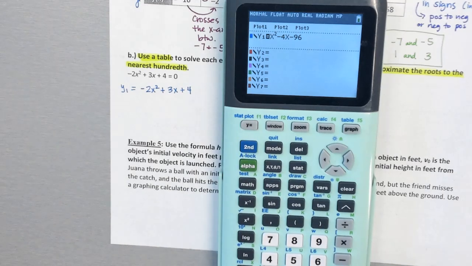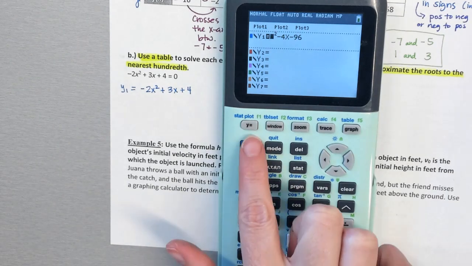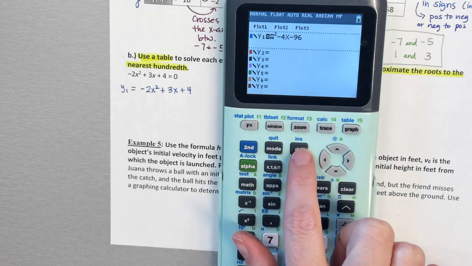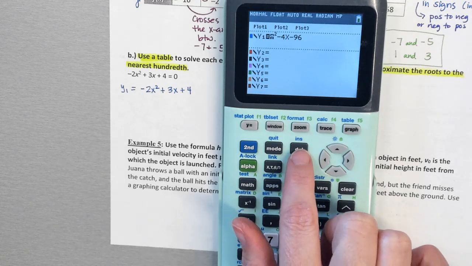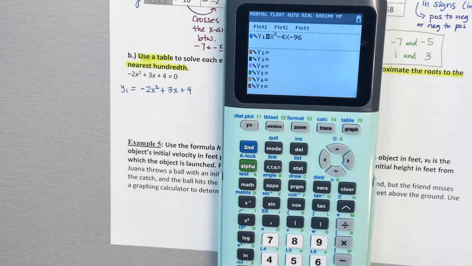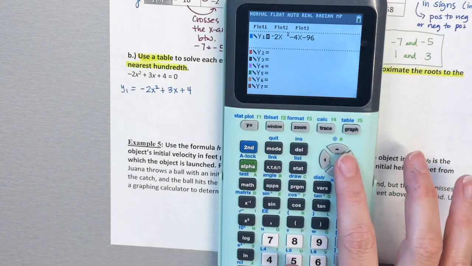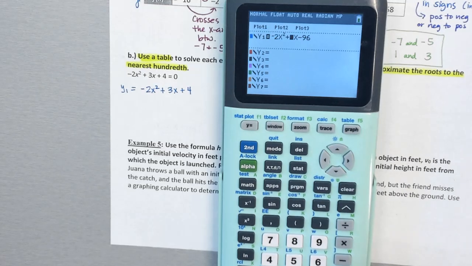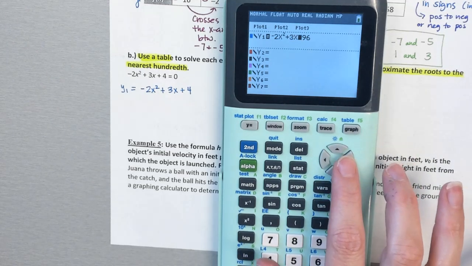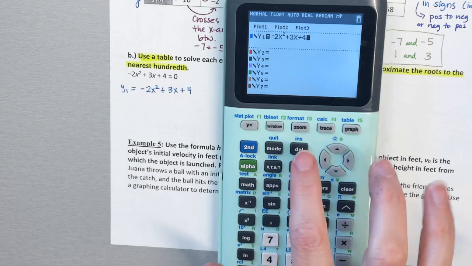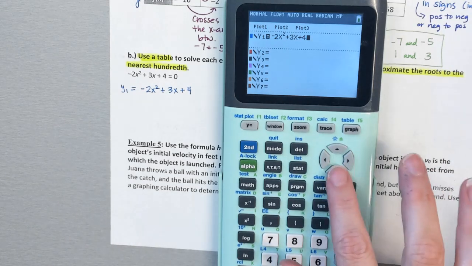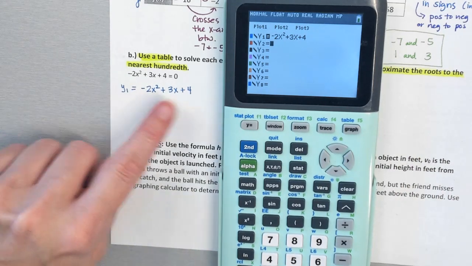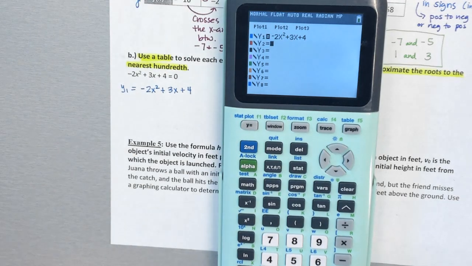So go to y equals. Then go to second, and see this, this is DEL for delete. The INS is insert. So if you insert, you can do -2. You have to use the negative. If you use the minus, it'll say there's a syntax error. Okay, and then it's plus 3x, and then plus 4, and then you can just delete that last one off. Make sure that you have the same exact equation in there.